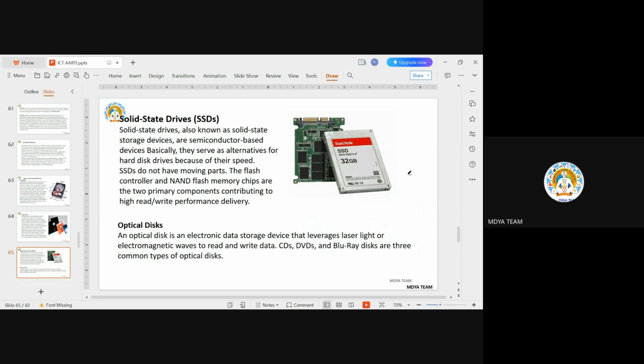What is an optical disc? An optical disc is an electronic data storage. In a hard disk, there is magnetic storage. In a floppy disk, there is also magnetic storage. In an optical disk, there is electronic data storage. The data is stored in electronic form. Laser light, electromagnetic waves, are used to store the data, to read and write the data in the optical disk. Just remember electromagnetic waves. CDs, DVDs, and Blu-ray discs are three common types of optical disc.